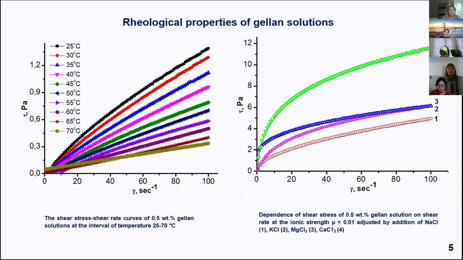Rheological properties of gellan. Rheological characteristics of gellan solutions were evaluated in dependence on polymer concentration and added salt at temperatures in the interval of 25 and 70 degrees Celsius. The shear stress, shear rate curves of the 0.5% gellan solutions at lower temperatures show pseudoplastic behavior. At the interval of 55 and 70 degrees Celsius, it behaves as a Newtonian liquid.